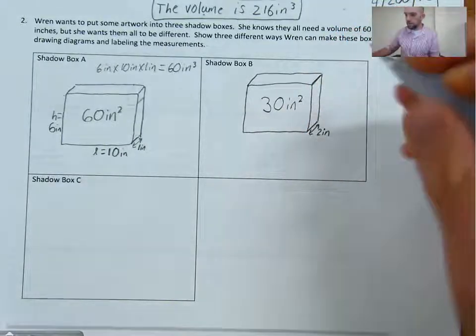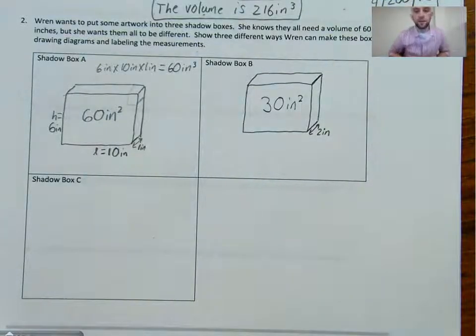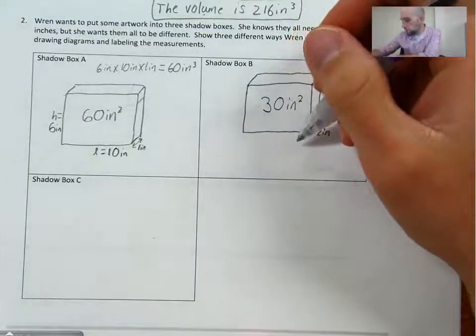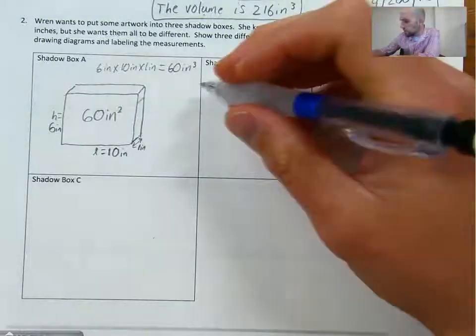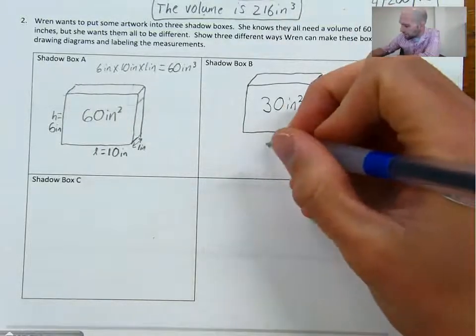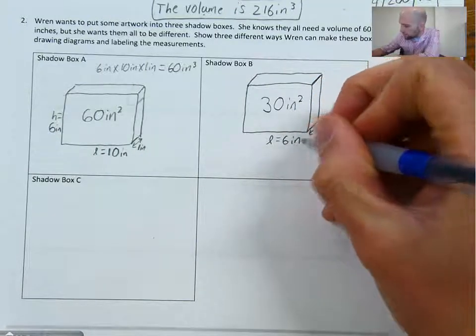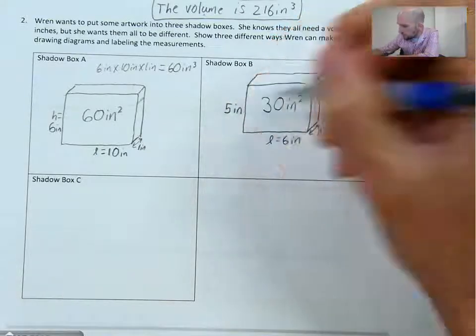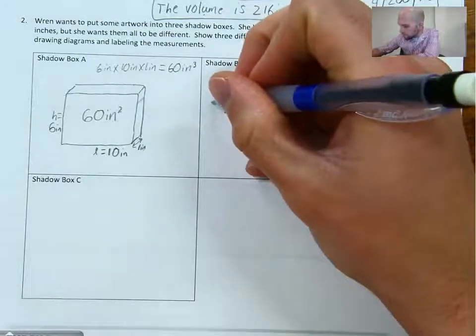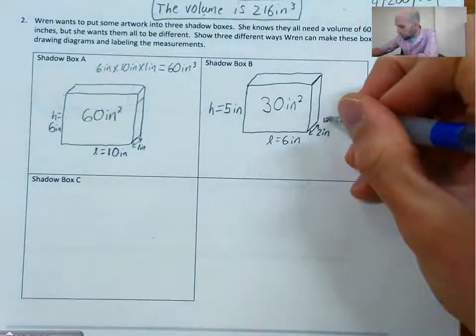And then I just need to find 2 sides that will multiply to give me 30. So I could do 6 and 5. I could do 15 and 2. This looks a little bit closer to like 6 and 5, so we'll call it that. We'll call it 6 and 5. 6 inches and 5 inches. And this is my width here.